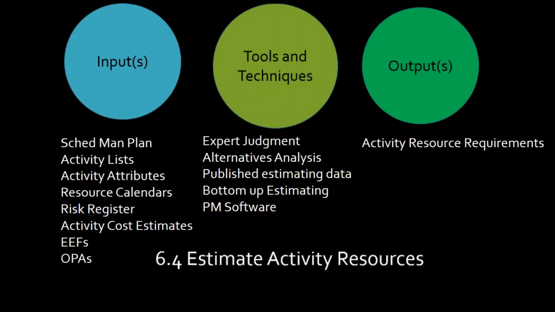Enough said. The output of the activity resource requirements, that's the whole purpose of 6.4, is to come up with the resource requirements. We have defined exactly what requirements are necessary for each and every task in each and every work package. We created that resource breakdown structure based on resources, right? A breakdown structure goes top bottom.